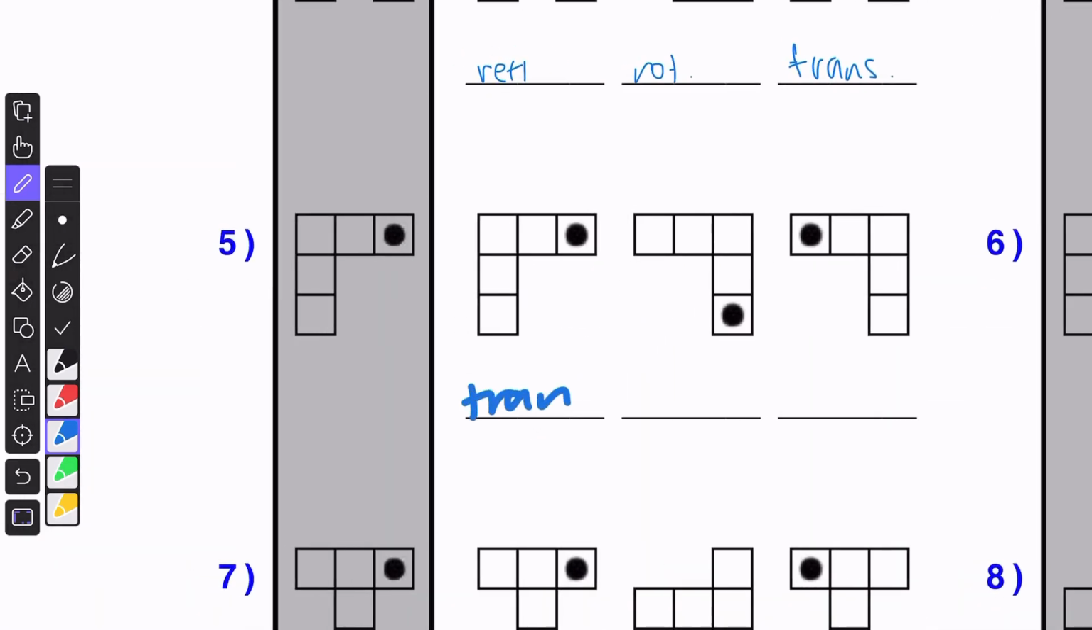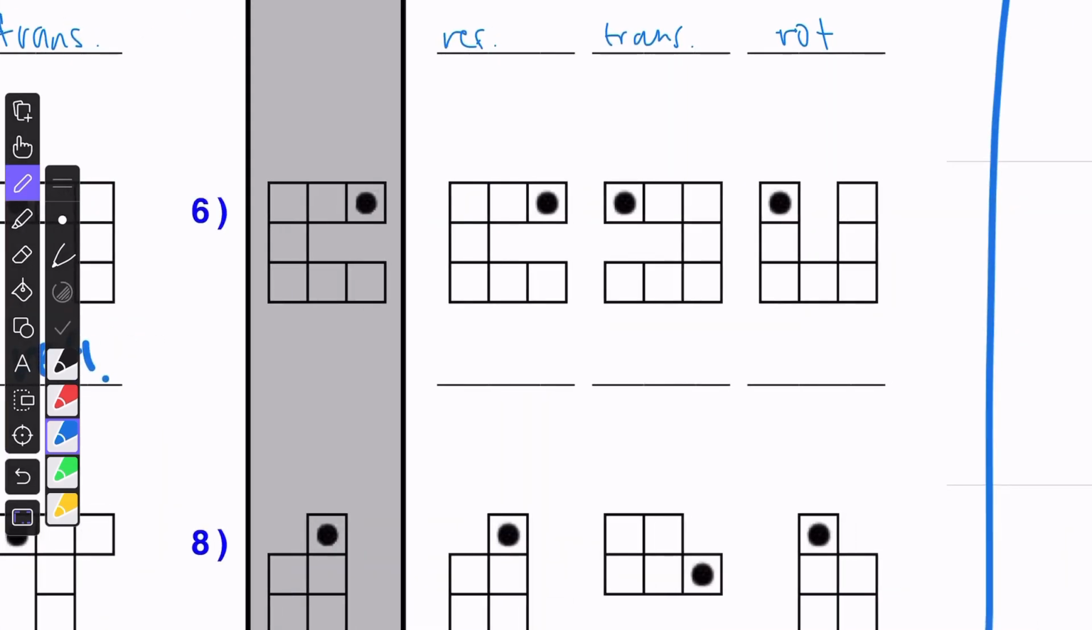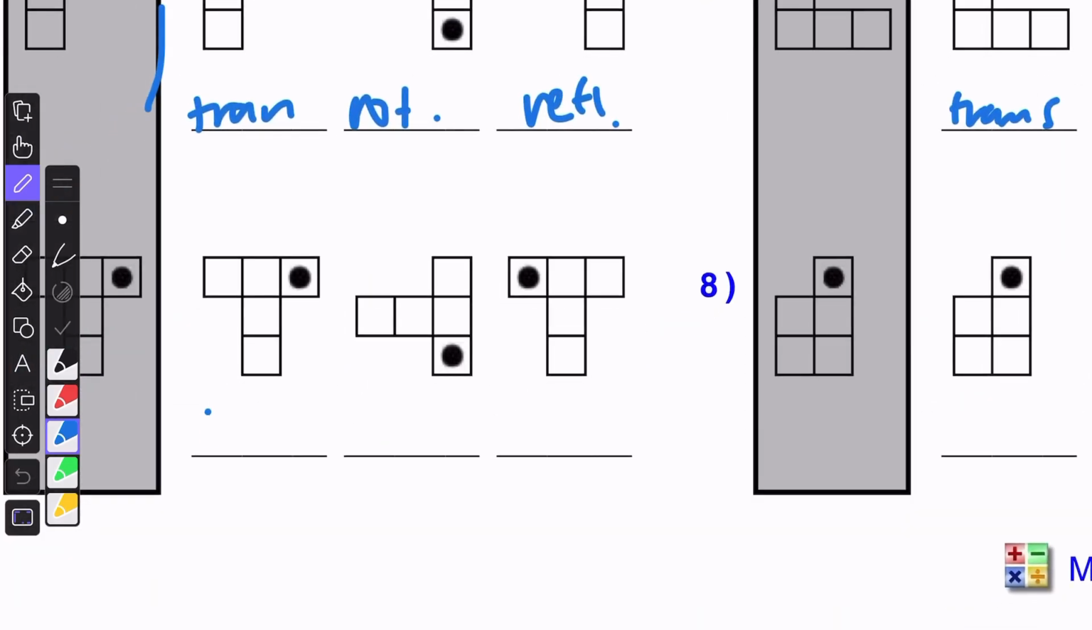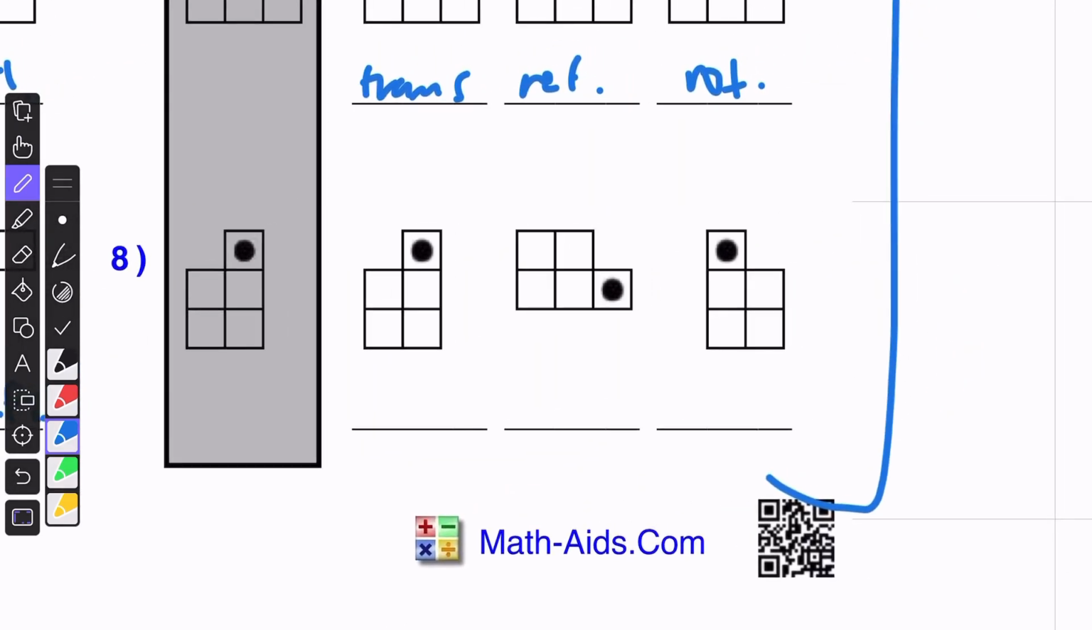Translation because it hasn't moved, rotation, and then reflection because it looks the same if it was flipped. Here's translation, reflection, rotation. Translation, rotation, reflection. And finally, translation, rotation, and reflection.